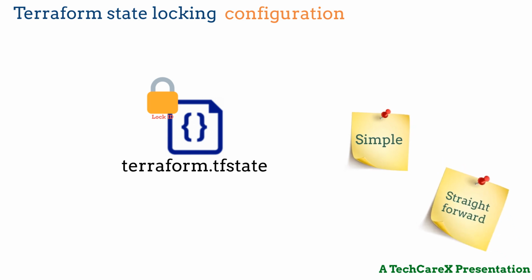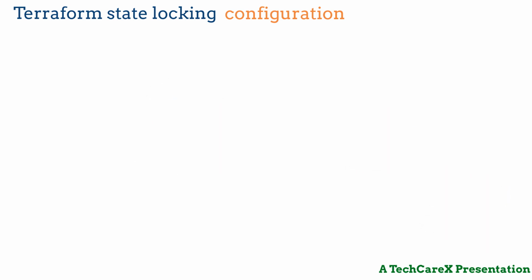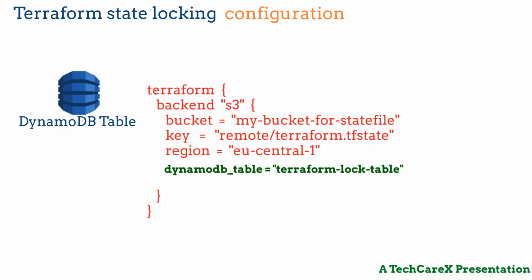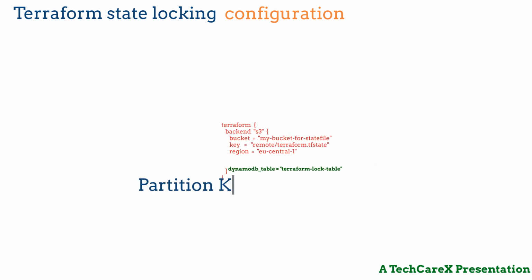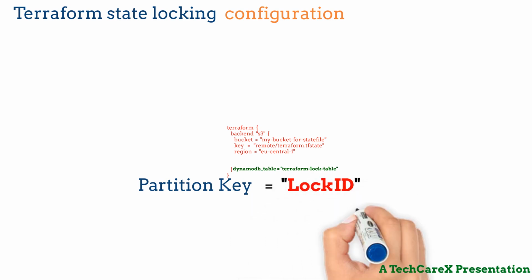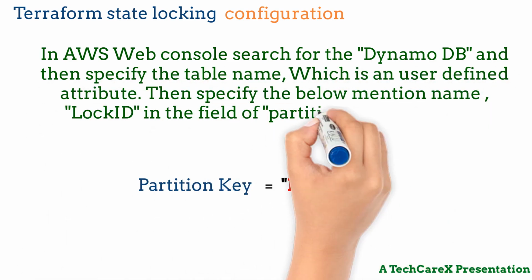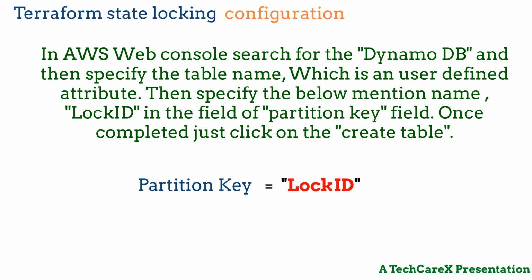In order to achieve security and implement the locking feature, we create a DynamoDB table and mention the user-defined table name just under the backend configuration. Once the table name has been specified in AWS DynamoDB, you need to specify the partition key. Please note that the value for the partition key will always be LockID. You need to specify only this name, LockID, over there. Once done, just click on Create Table. Once the table is created, you need to specify the table name in every Terraform workspace where you want to use this state locking feature.